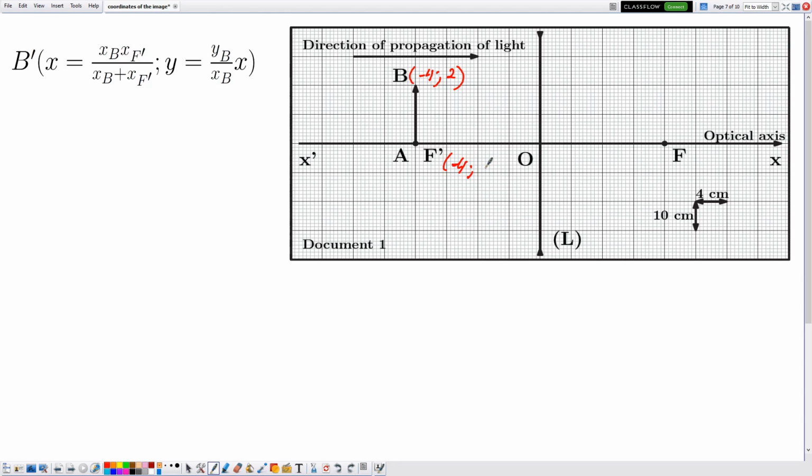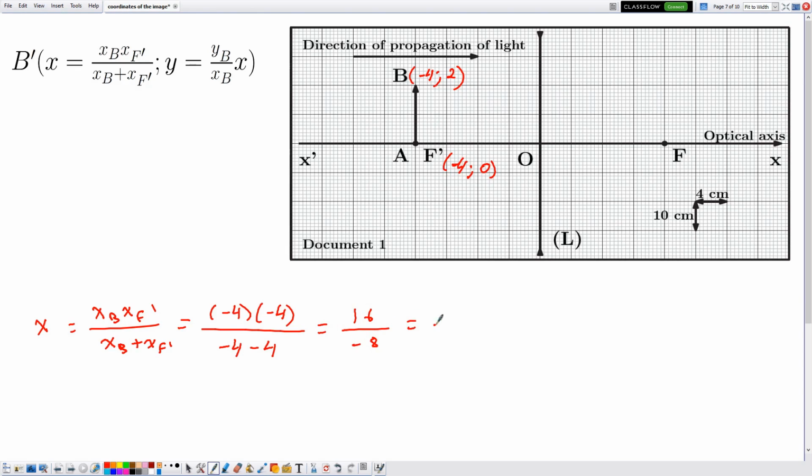So now the value of x is given by xB multiplied by xF prime divided by xB plus xF prime, which is equal to, so the value of xB is minus 4, the value of xF prime is also minus 4, divided by minus 4 and minus 4, so this will give us plus 16 divided by minus 8, so x is equal to minus 2, the value of x is equal to minus 2.